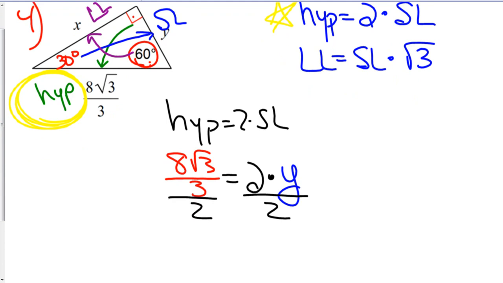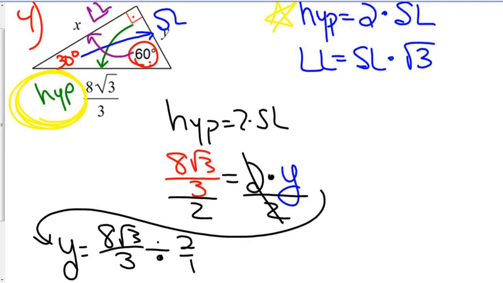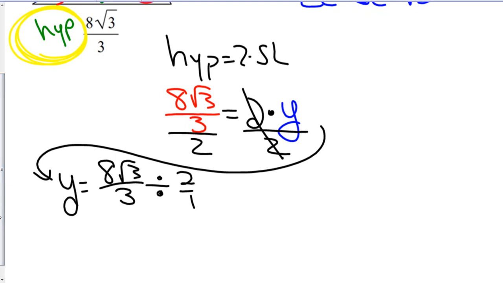Now all I have to do is divide both sides by 2. I want to get the y by itself, so I'm just dividing both sides by 2. Now this on the other side looks really crazy, so I'm going to rewrite it over here for you. Your y equals 8 radical 3 over 3. I'm going to write it as divided by 2 over 1. And when we divide by a fraction, we have to remember that we are multiplying by a reciprocal. So this is really 8 radical 3 over 3 times 1/2.